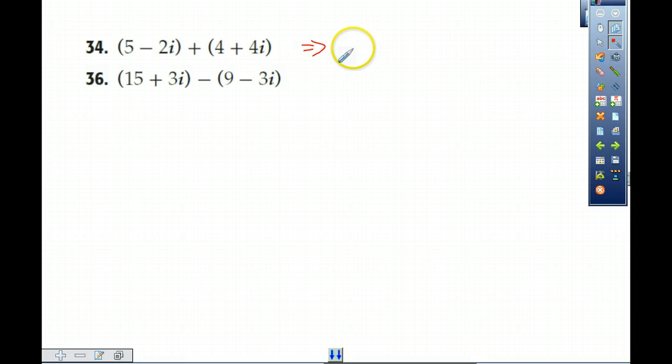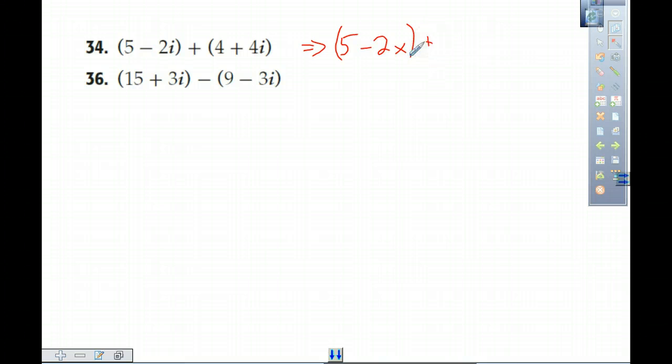I want you to treat this the same as, what if this was 5 minus 2x and plus 4 plus 4x. So basically, what if there was x's instead of i's? What would you do? Distribute? Yeah, you would just add them. There's no distributing.